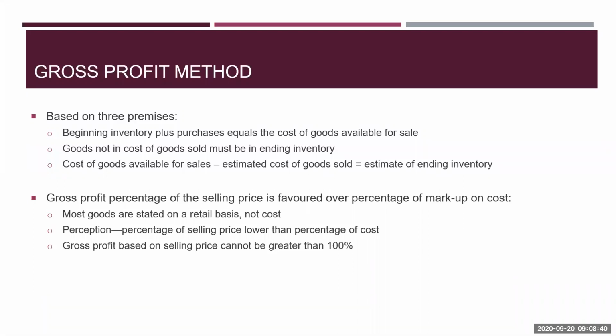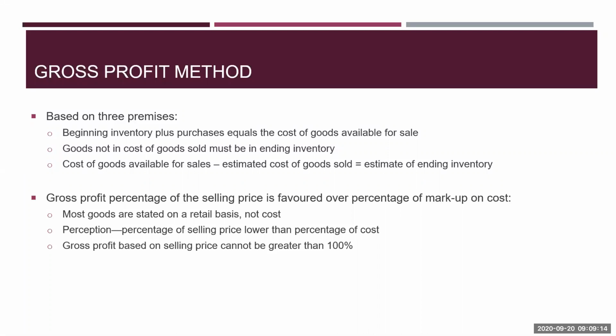Okay, and the cost of the goods not in the cost of goods sold must be in the ending inventory. So this is basically the logic behind it. We are working with the same formula; it depends on what you're trying to estimate. Here we are trying to estimate our ending inventory. With that same formula, beginning inventory plus purchases minus ending inventory, we were working out cost of goods sold. So the same formula can be used for determining ending inventory.